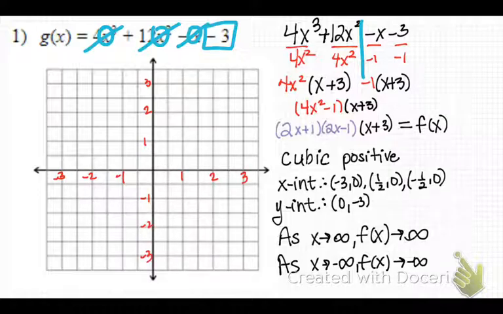Okay, so my points are at -3, 0, -1/2, 0, +1/2, 0, and 0, -3. And for an odd positive, where do I start graphing? Bottom left. And that looks like my cubic, so I'm done with number 1.